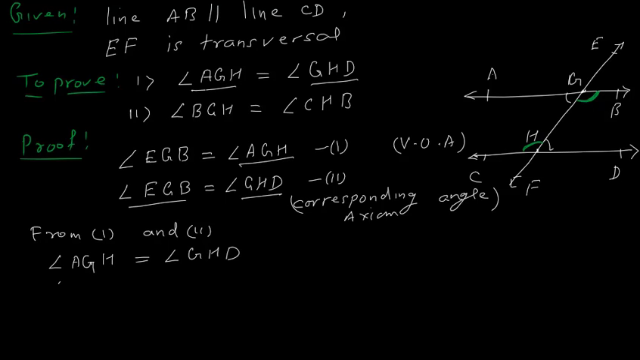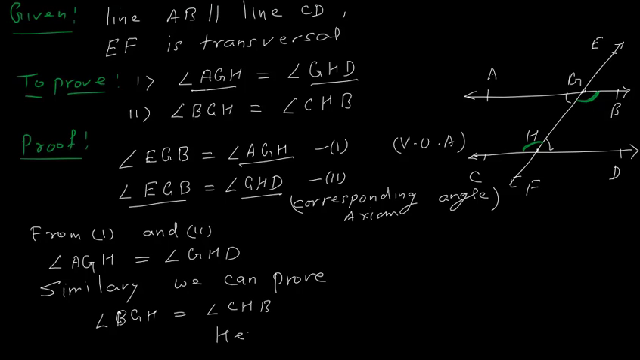Similarly, we can prove angle BGH is equal to angle CHB. So hence we have proved that when the lines are parallel, then alternate angles are equal.